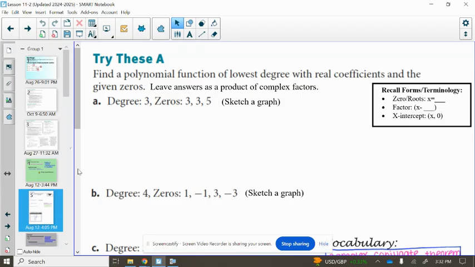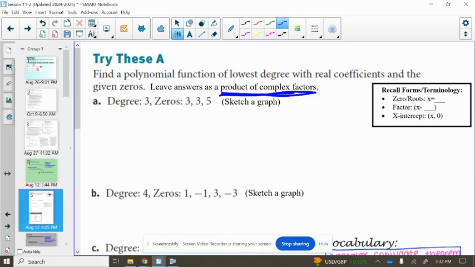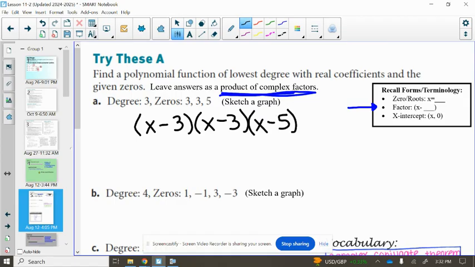Now, sometimes you are writing and listing zeros just as an x equals. Sometimes they want us to leave these as a product of complex factors, aka in that factored form, as opposed to written like a 0 or written like an x-intercept. So we know if we have zeros at 3, 3, and 5, we can write this as x minus 3, x minus 3, and x minus 5 would represent our function in that linear factored form.